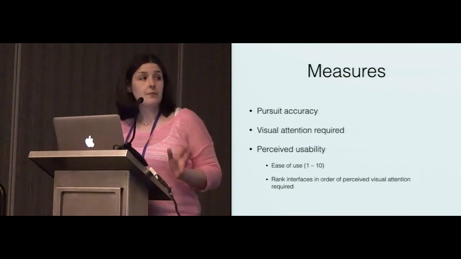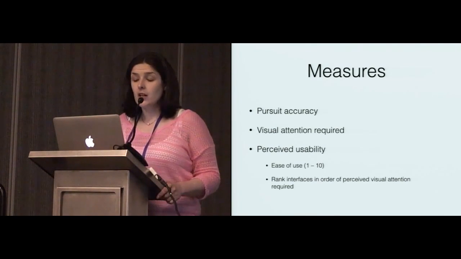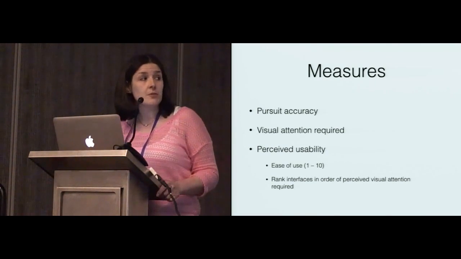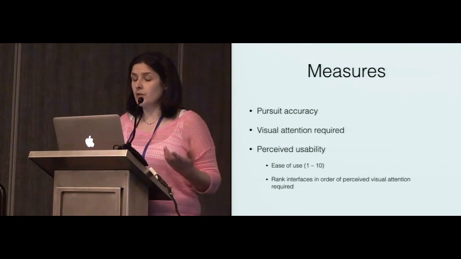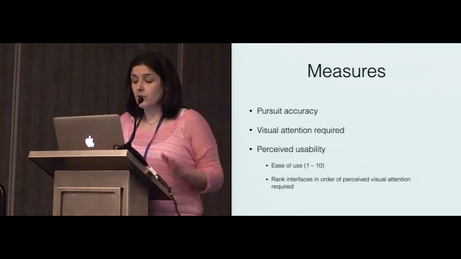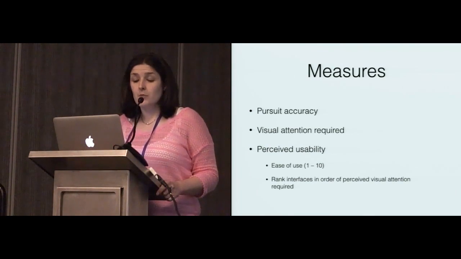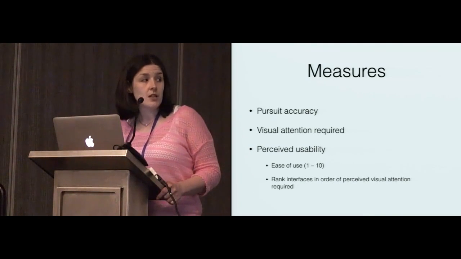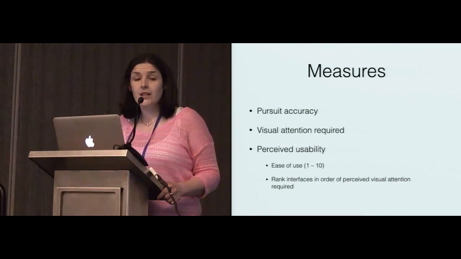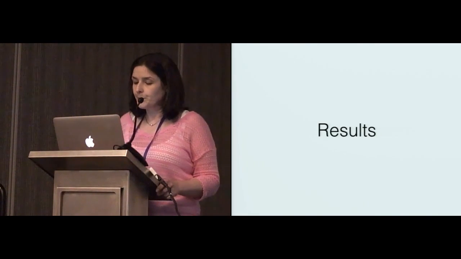The measures we recorded here were accuracy, or pursuit accuracy, which tests the effect of resolution on performance via logs of participant tasks. The visual attention required to use each prototype. We analyzed the video footage here, recording when participants looked down when controlling the widgets. And of course, the perceived usability. We got this via subjective ratings. We asked them to rate their ease of use of each system and also to rank each interface in order of how much visual attention they thought it required to use.